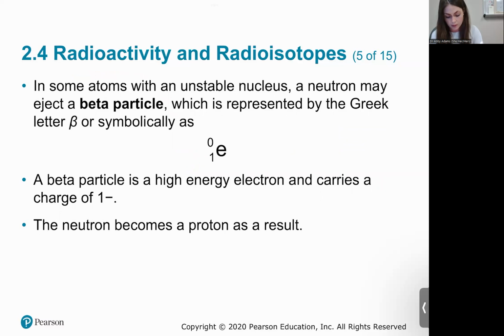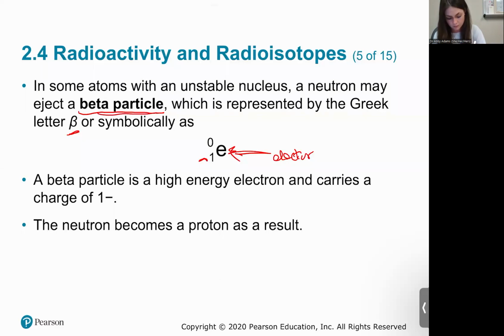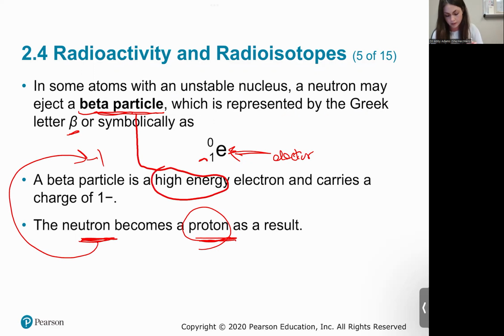Next, we're going to talk about the beta particle. That's represented by the Greek letter beta, or symbolically as e, like electron. This is a very high energy particle, and it carries a negative charge of 1. This is because you have a neutron that ejects a beta particle, and the neutron becomes a proton as a result. So that neutron is ejecting a beta particle, which is something negative, and then it becomes a proton, think positivity. This is a high energy particle, and it's somewhat comparable to a positron, and we'll get to that.